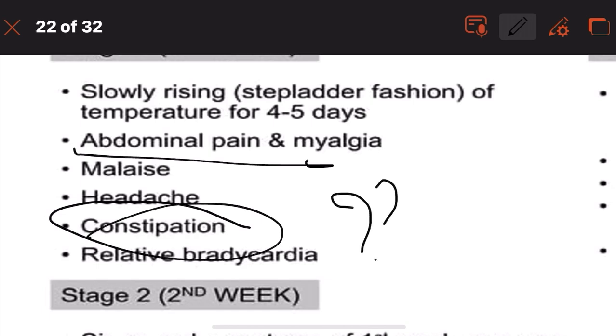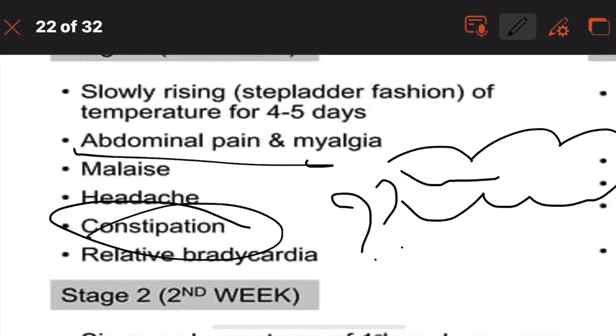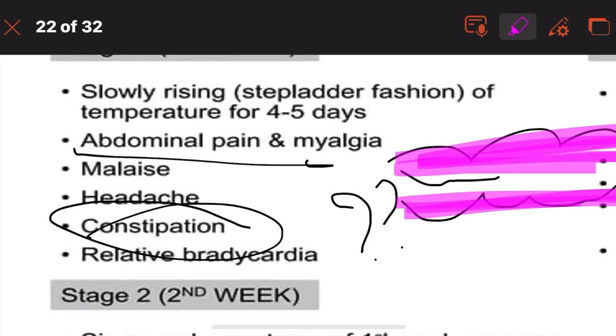Why constipation? The inflammation is leading to the narrowing of the bowel lumen. You can see the bowel lumen is getting narrowed because of the inflammation. It is slowing down the passage of the stool, which is causing the constipation. Additionally, you can see the fever itself and the associated symptoms like dehydration or decreased appetite in the person also contribute to the constipation.